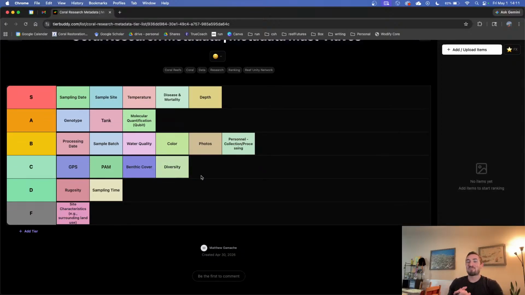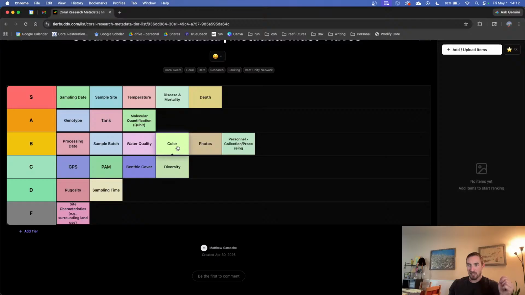All right. B tier, anything we want to move. Got processing date, which is very linked with personnel. So essentially those are the same, so those could stay. Sample batch, these are all basic. Okay, so basically B tier is like batch effects. We could literally just probably call B tier batch effects. Water quality could cause batch effects. And if it's not a direct measurement.